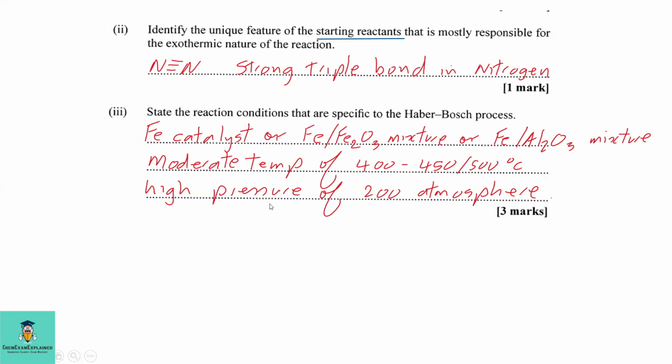In terms of pressure, because we have the higher pressure on the left-hand side, high pressure would favor a shift to the right, producing more ammonia. So we would use a high pressure of 200 atmospheres.